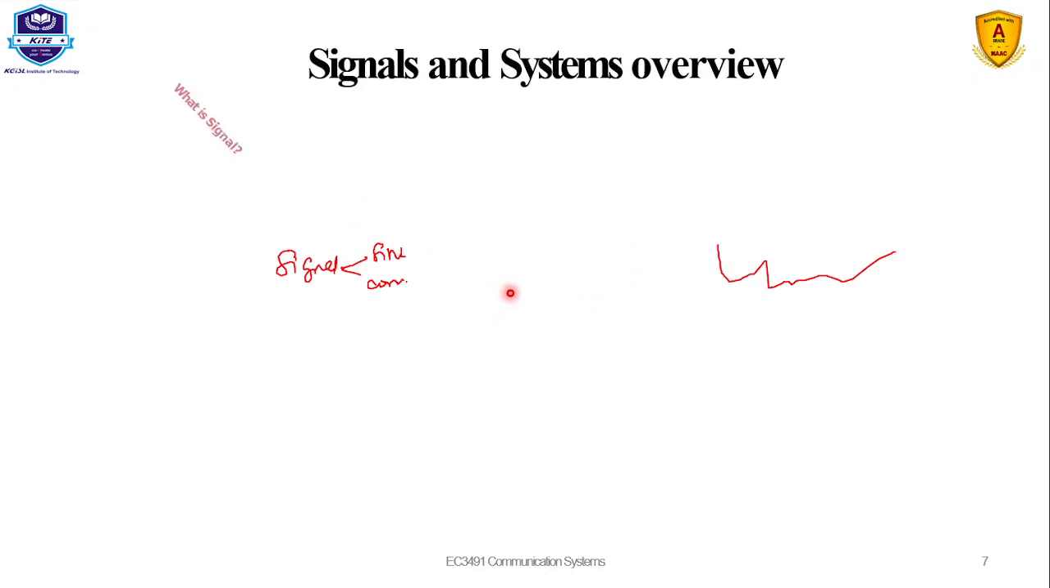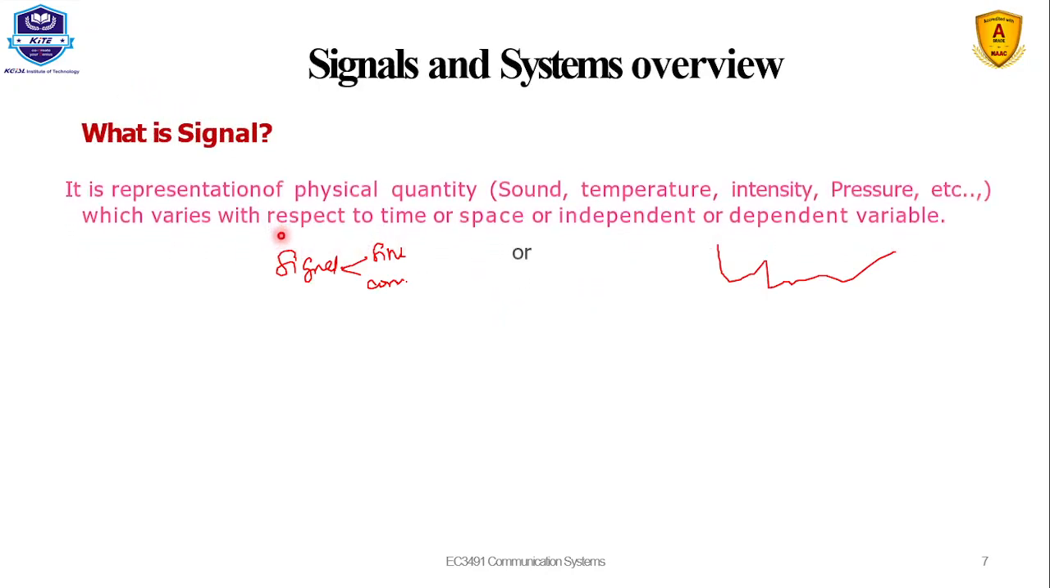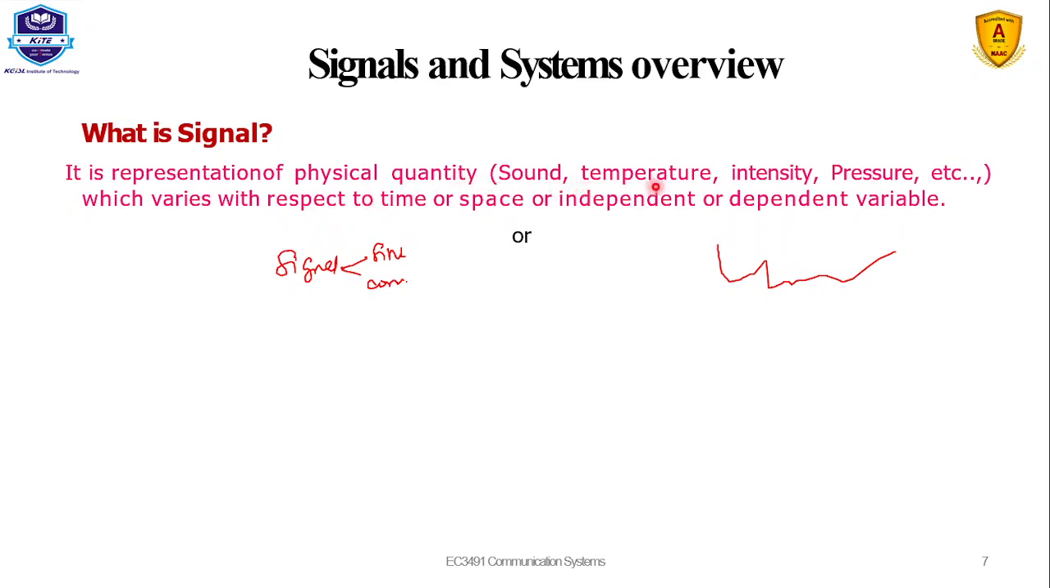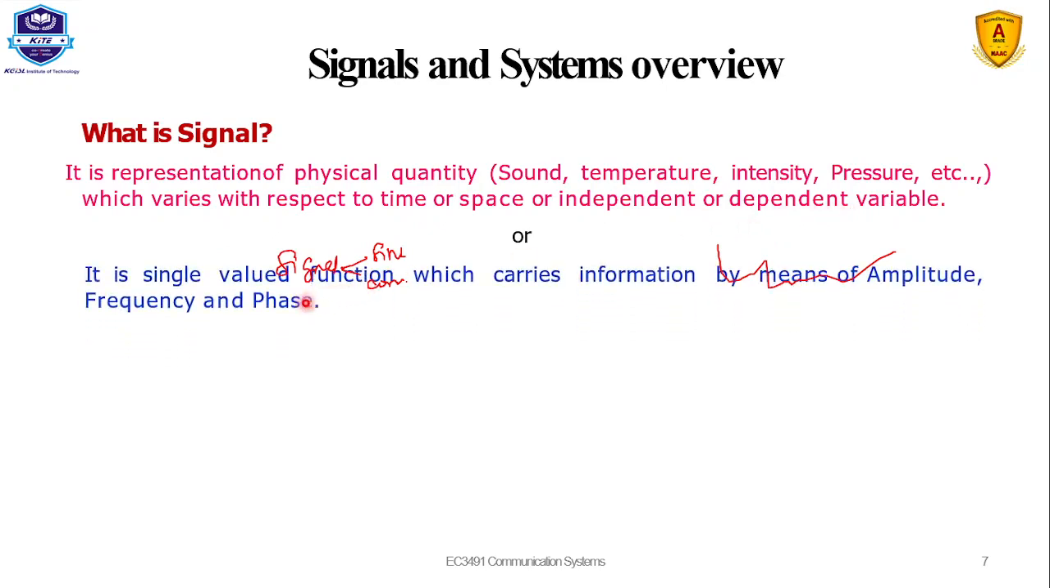So what is a signal? A signal is nothing but a representation of a physical quantity, such as sound, temperature, intensity, pressure, etc., which varies with respect to time or space, or any independent or dependent variable. Or simply it can be defined as a single valued function which carries information by means of its amplitude, frequency and phase. For our part, we are going to concentrate only on this second definition now.